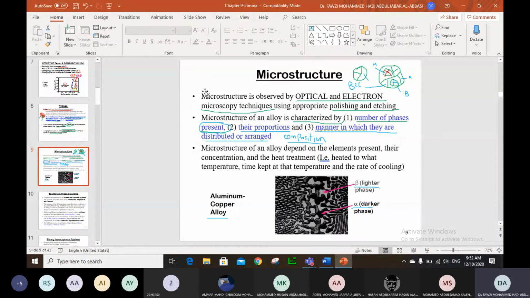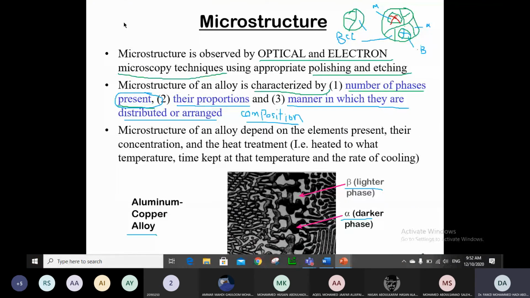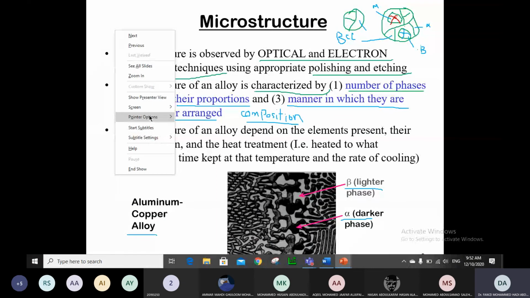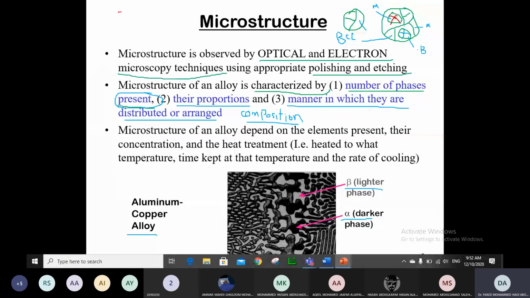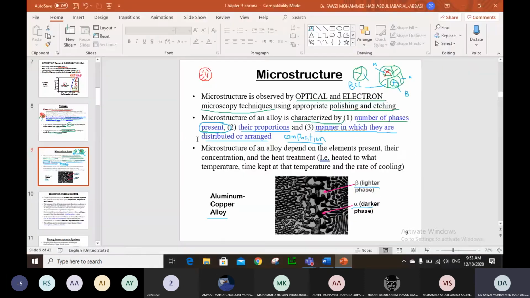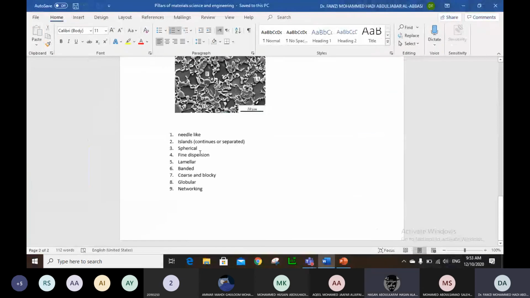Needle-like is like this. This is a needle-like, like these. These are needle-like. You have two phases. This is one phase, and this is the other phase. Very sharp and straight, it looks like needles there. This is what we refer to as needle-like microstructure there. So this is what we are saying.